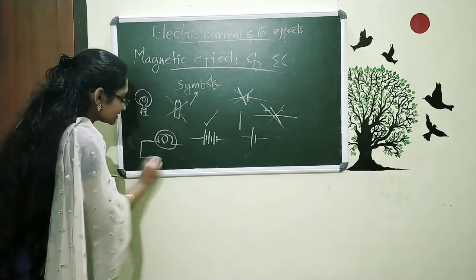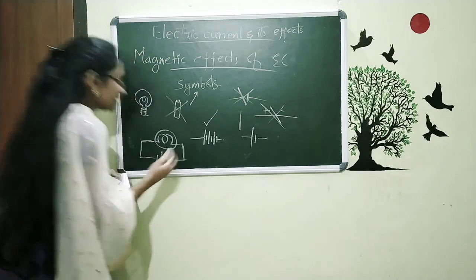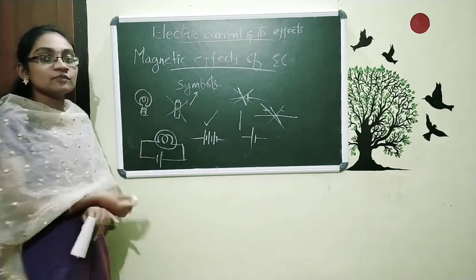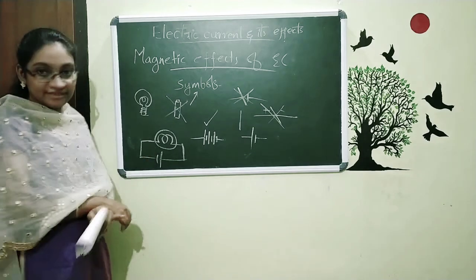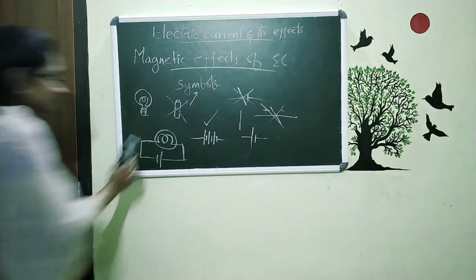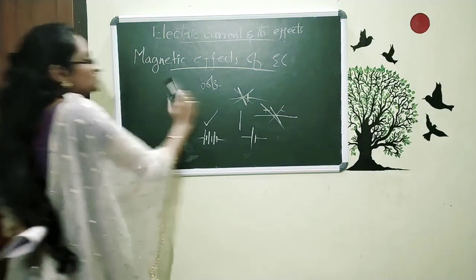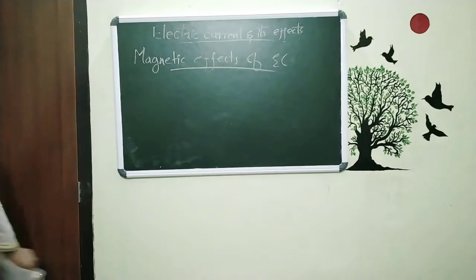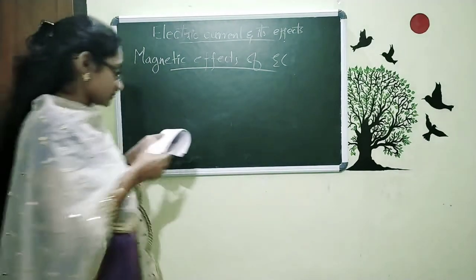This is how we just want to add a bulb in a circuit. So, no need of drawing the actual bulb or the picture in our circuit diagrams. So, this is all the things I just found in your answer sheet and I'm just mentioning here. So, we are talking about the magnetic effects of electric current.